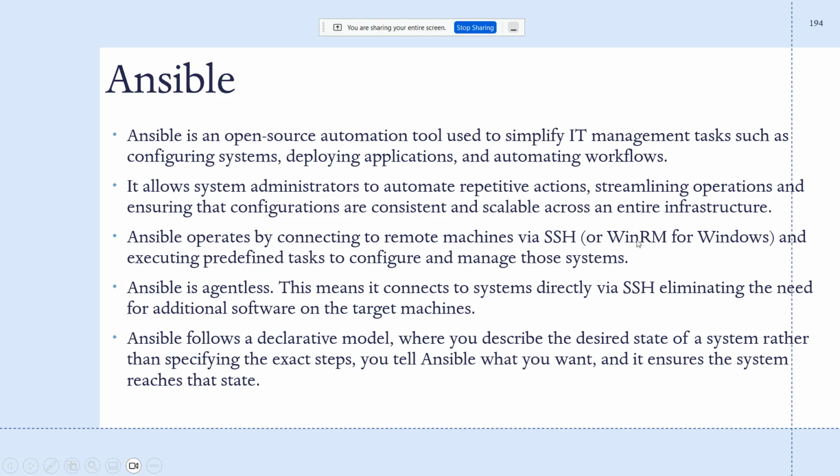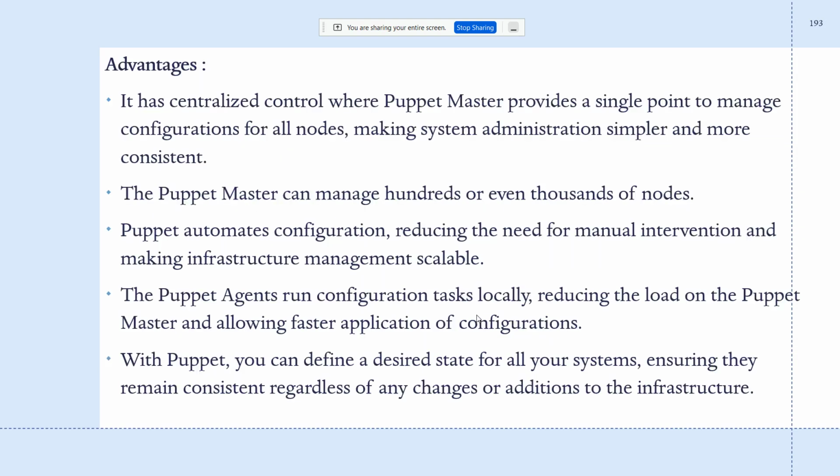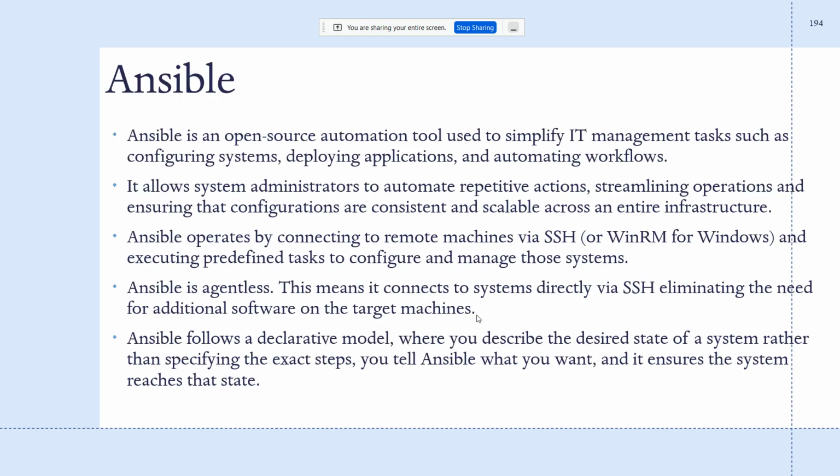or Windows RM. This is one tool, as you can see, for executing predefined tasks to configure and manage those systems. This is agentless. This means that it connects to systems directly via SSH, eliminating the need for additional software on the target machines. As we have seen in Puppet, there are some requirements like we have to mention a configuration file and we have to install some things in order to connect to target machines. But here we need not do that in Ansible. We can just connect via the SSH connection. Now Ansible is agentless. This means it connects to systems directly via SSH.